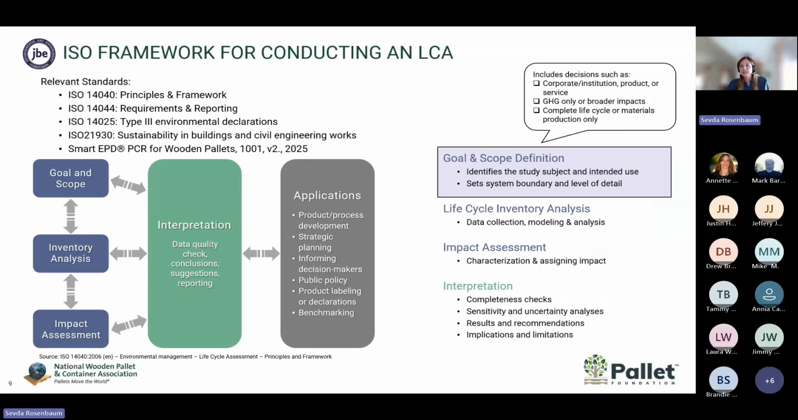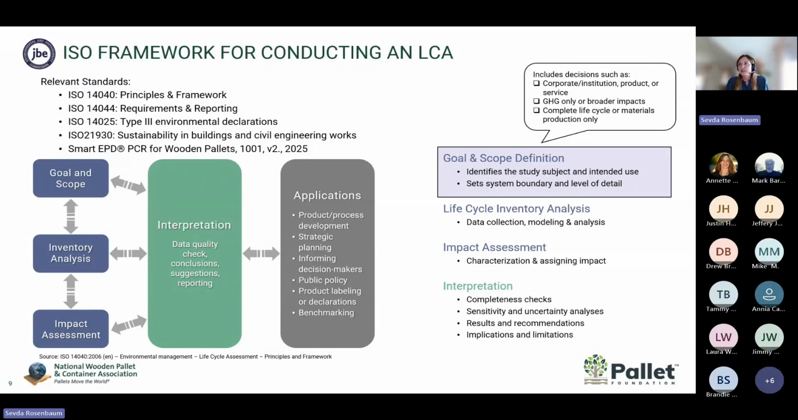A credible LCA follows the ISO 14040 and 14044 standards. And for EPDs, we also need to be aligned with additional standards that are listed here. There are four major LCA phases per ISO standards, which are all interrelated. And you can find details on each phase in the slide.